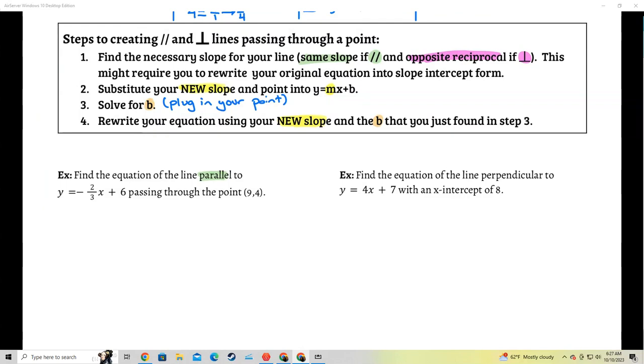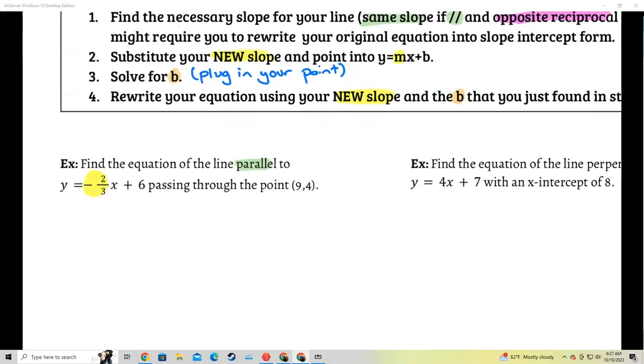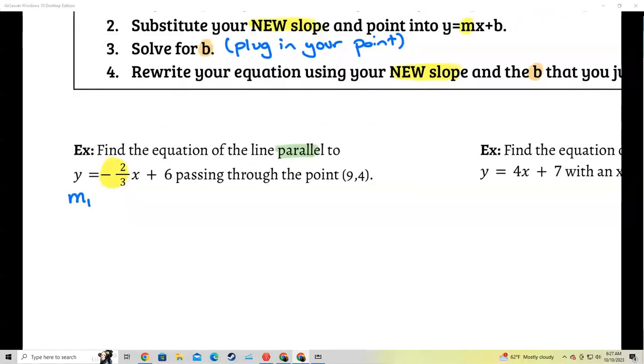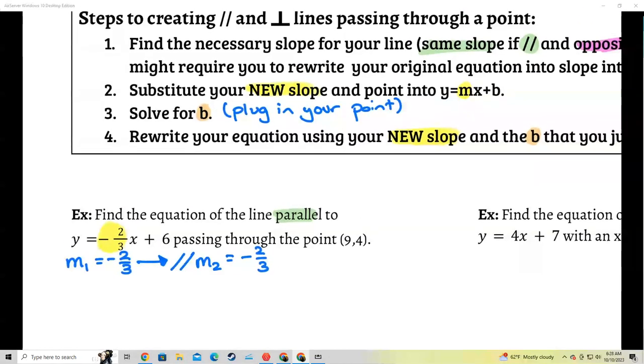Okay. Step number 1, I need to find what my new slope is going to be. Well, I know that my old slope was negative 2/3. If my old slope is negative 2/3, then that means that my parallel slope must be negative 2/3. In fact, let me write it like this. If my old slope is negative 2/3, then the parallel slope must be negative 2/3. I'm done with step 1. I found the necessary slope of my line.